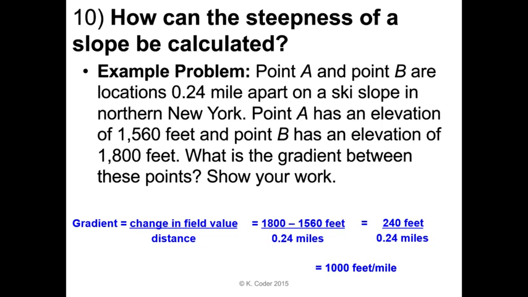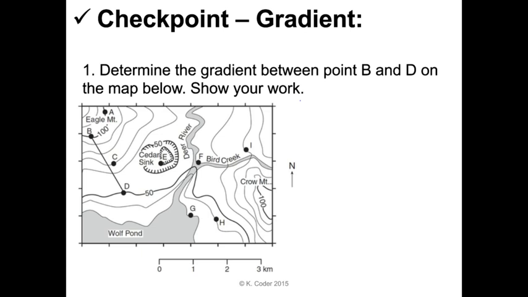So for every mile we move, we're going up 1,000 feet. Okay, we're going to determine the gradient here, and I'm going to walk you through the process. Determine the gradient between B and D on the map below. Now, B and D, okay, we know what those lines are because they're on index lines. We know their values and their elevation.